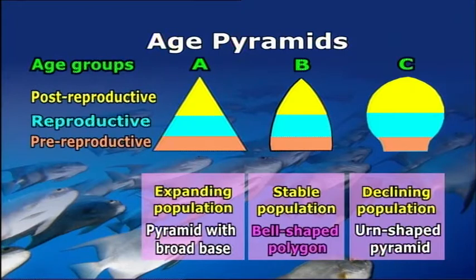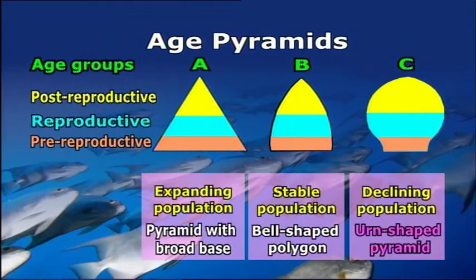B represents bell-shaped polygon. It indicates a moderate proportion of young to old. As the rate of growth becomes slow and stable, that is, the pre-reproductive and reproductive age groups become more or less equal in size, post-reproductive group remaining as the smallest, there results a bell-shaped structure.